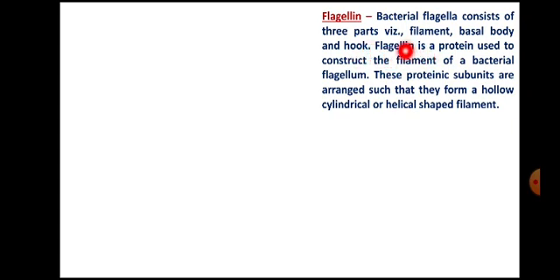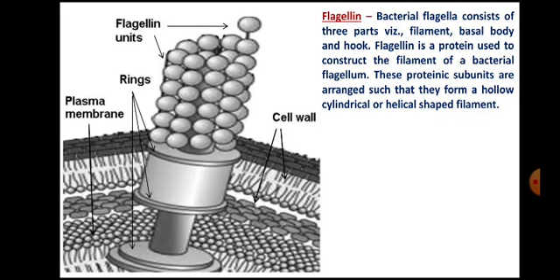The filament of the bacterial flagellum is made up of flagellin protein. These protein subunits are arranged in an order such that they form a hollow cylindrical or helical shape of the filament. This is the structure.